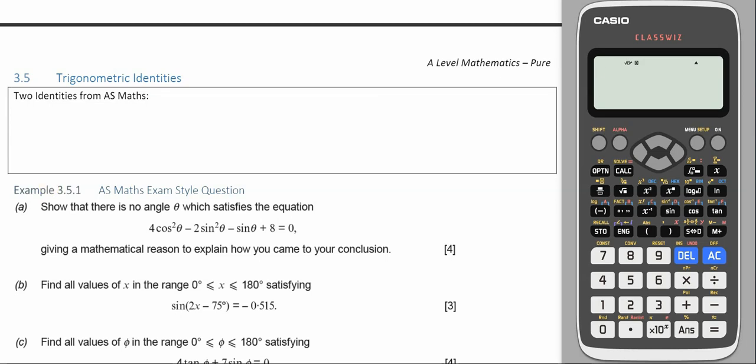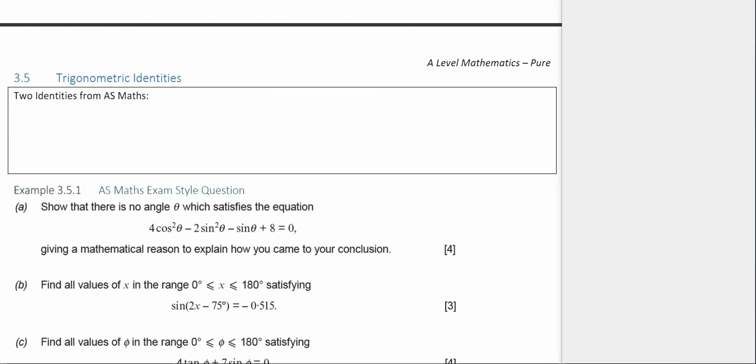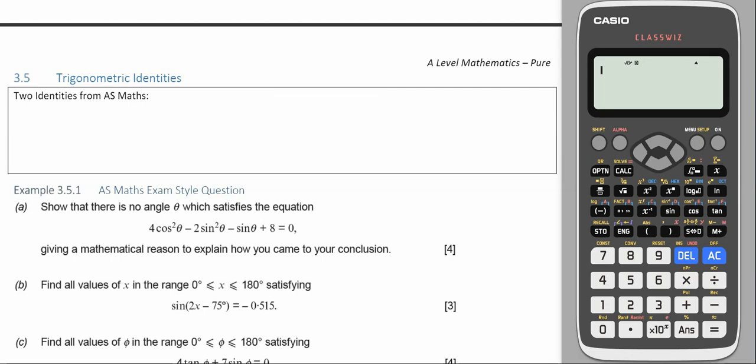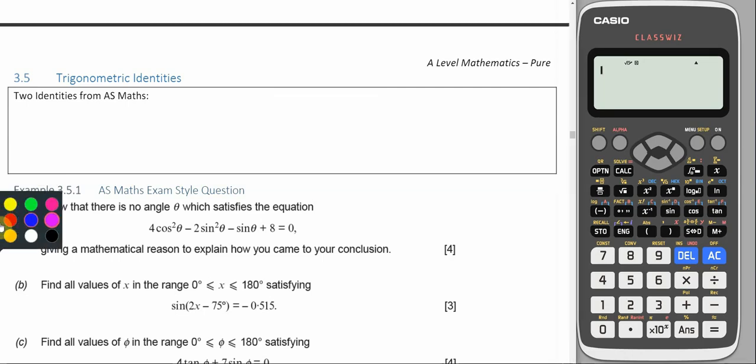This is a very quick recap of the two trigonometric identities from AS Pure Maths. The first one, well, they're in no particular order. We have sine x divided by the cosine of x always gives us tan x.